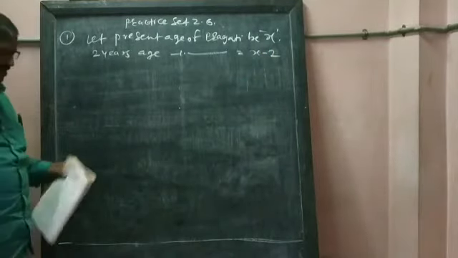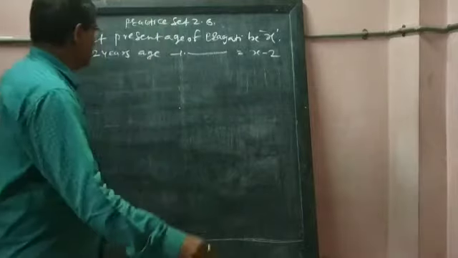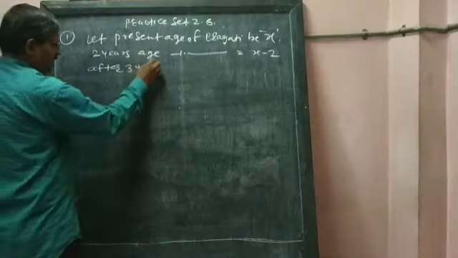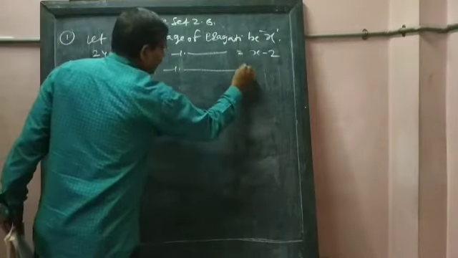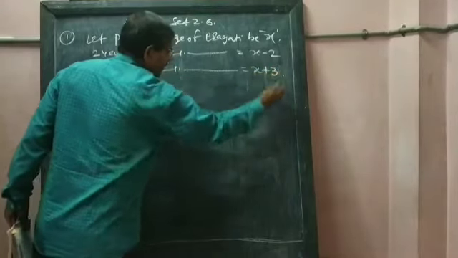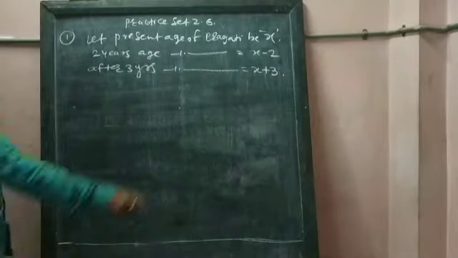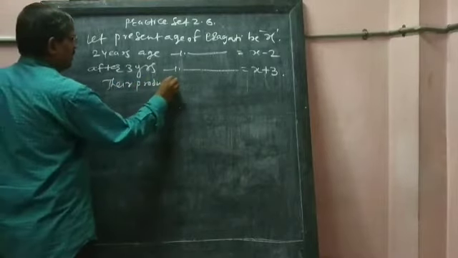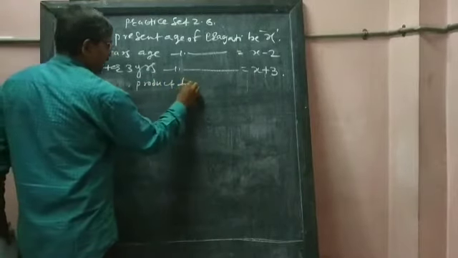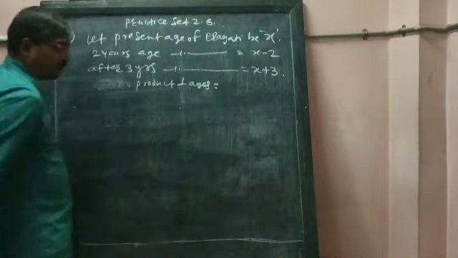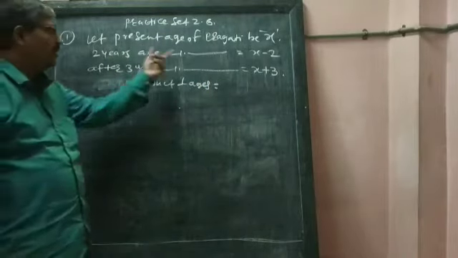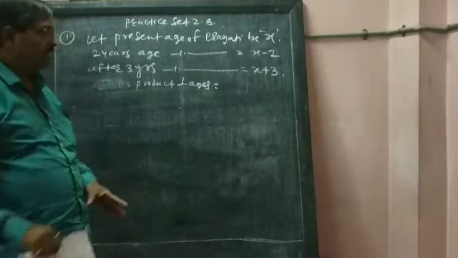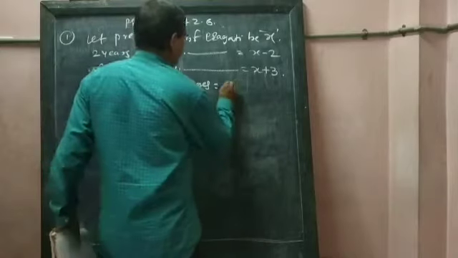And again a condition is given that after 3 years. So after 3 years, the age of Pragati is equal to x plus 3 years. And their product is mentioned. Their product means the product of ages, not of the present age, only of 2 years ago and 3 years hence. Its product is given to you, 84.